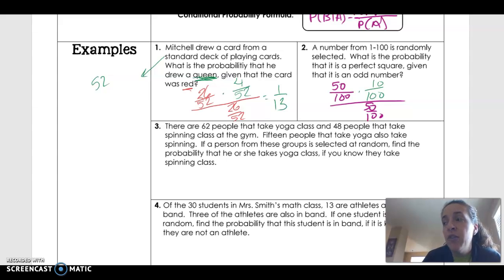Now I've got all of my little pieces figured out, so I can simplify this whole fraction and come up with 1 out of 10. That is the probability that I select a perfect square given that it's an odd number. I want you to try these next couple of examples, and I will post the answers so you can double check that you're correct. I want you to try them first.